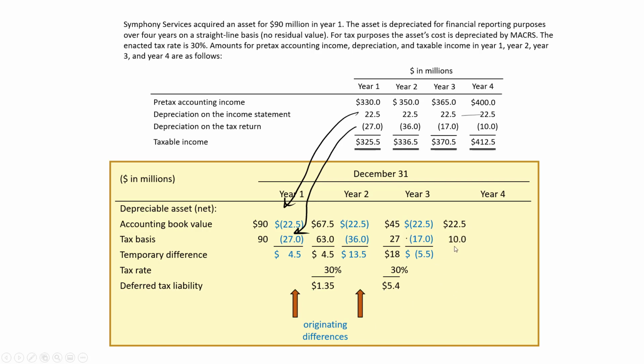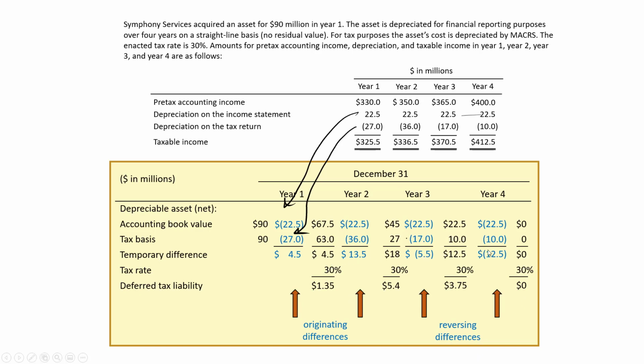and a difference now of $12.5 million, right? We had 18, we got rid of 5.5, right? We used up some of that liability. Now we have 12.5 left, and then at the end of year four, we use up the remaining 12.5 so that our difference in bases is now 0 and our deferred tax liability is 0. So these were the temporary differences. That's the amount of difference in depreciation expense.